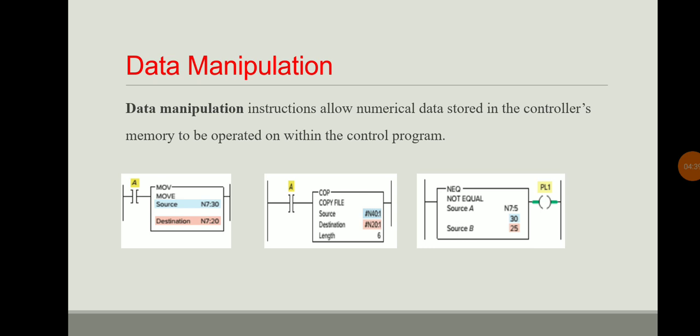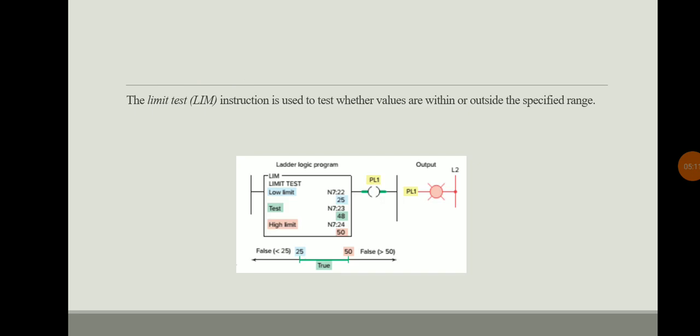The next one is data manipulation. The data manipulation instructions allow the numerical data stored in the controller memory to be operated on within the different programming control programs. The PLC is also capable of handling data from one location to another location. So we can move the data, compare the data, copy the data. There are different data handling methods available in a PLC, also based on the instruction.